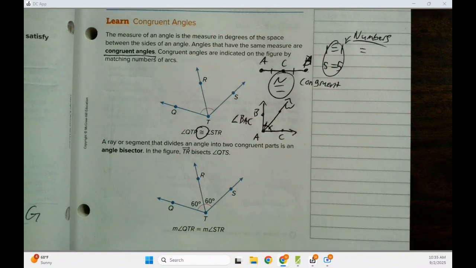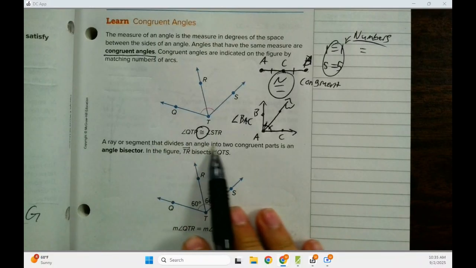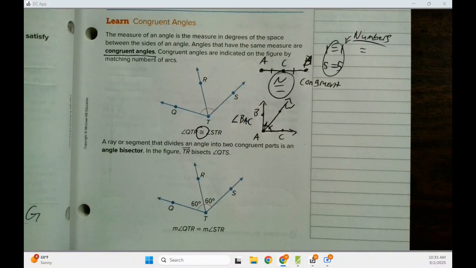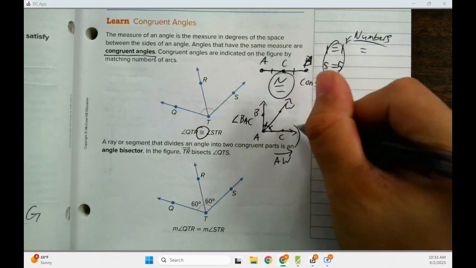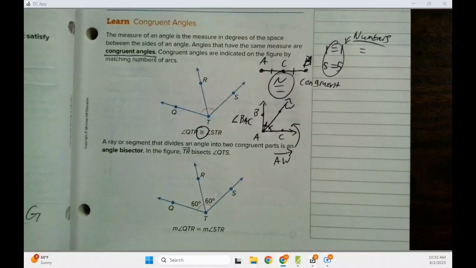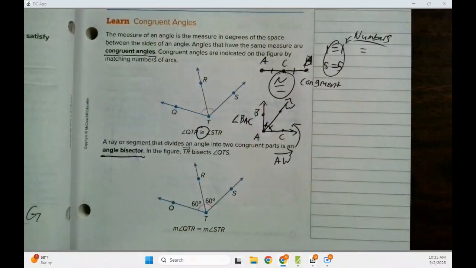Here's the distinction now. This is what I was getting to. The numbers associated with those angles, those are equal. Okay? So it goes on to say right here, a ray or a segment that divides an angle into two congruent parts, like we just saw with W, right? This ray AW here is an angle bisector. Bi meaning two, sector as in part, two equal parts. The angle is cut into two equal parts.